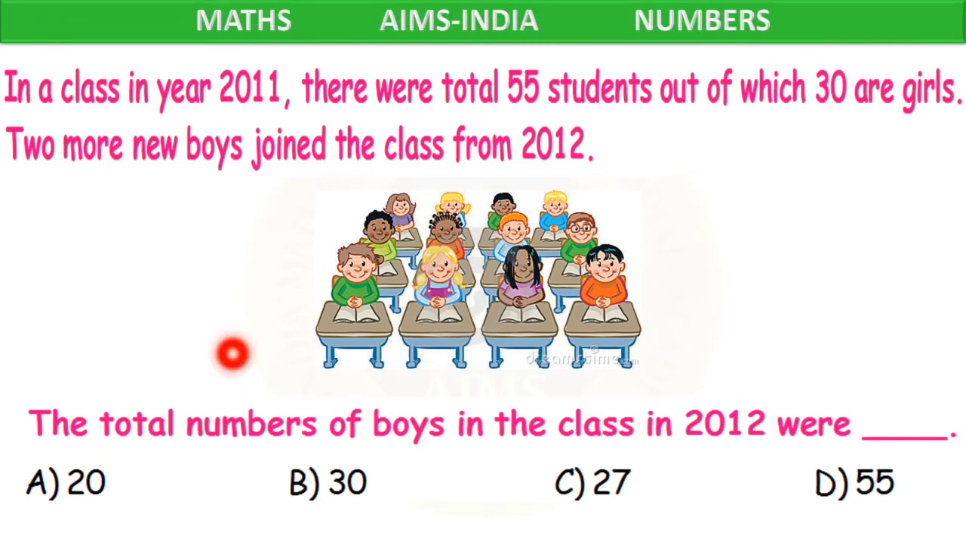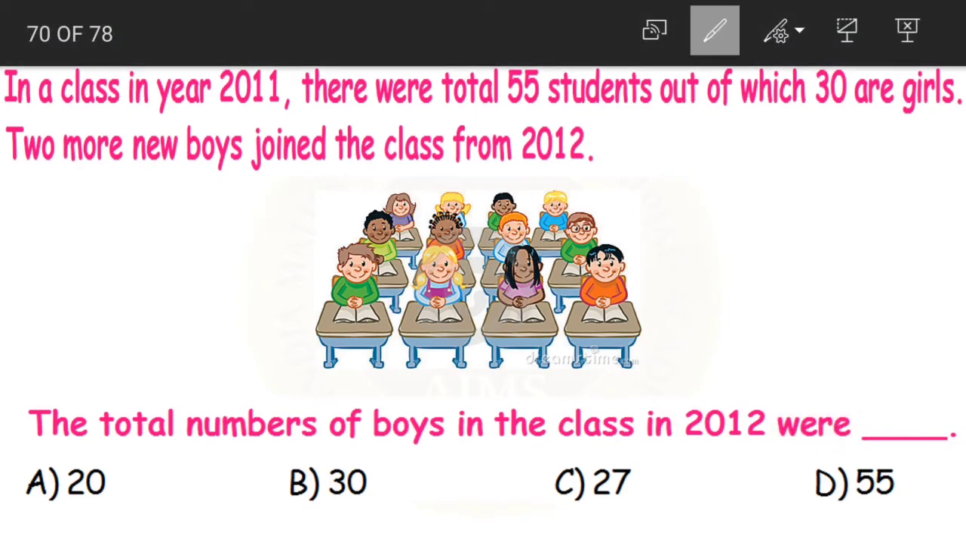Next, in a class in year 2011, there were total 55 students, out of which 30 are girls. Okay. Now 2 more boys joined the class from 2012. The total number of boys in the class in 2012 were dash. If we first read the question carefully, okay. Now what are they saying? In 2011 there were 55 students. This is the total, of which 30 are girls.